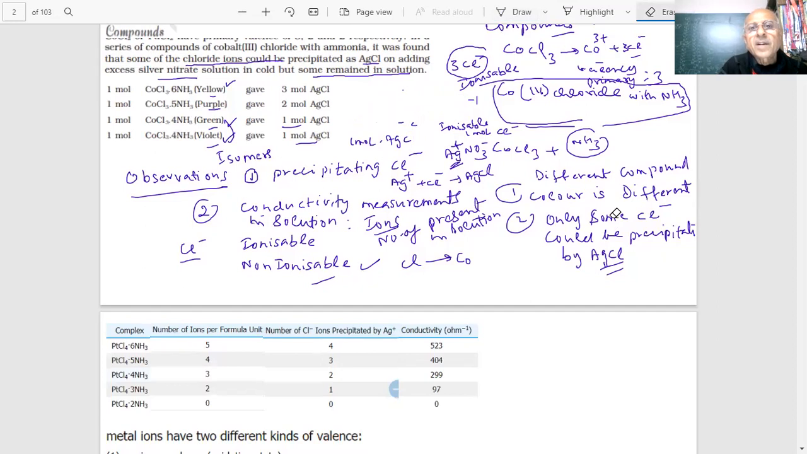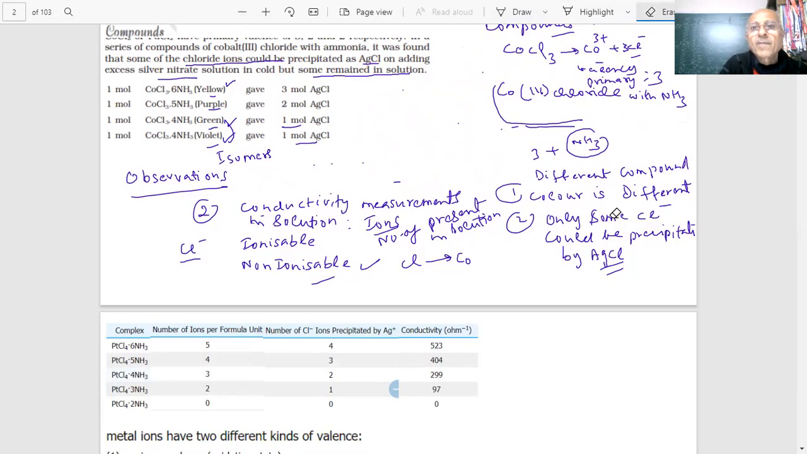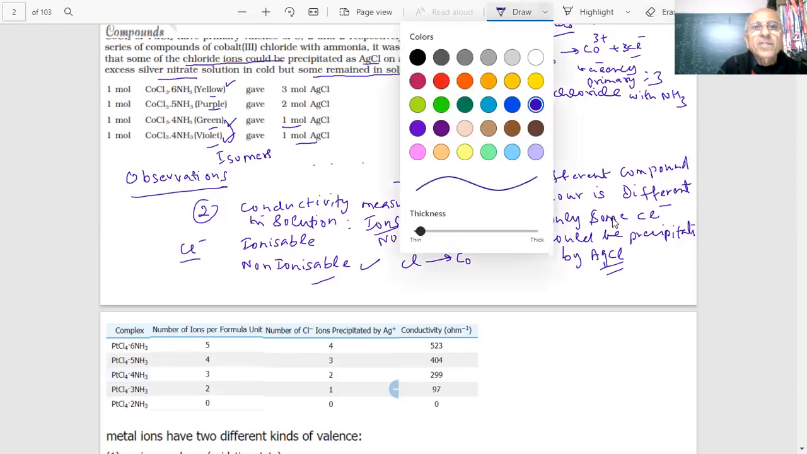He made the conductivity measurements to find out the number of ions in the solution. Who was doing it? Werner. Werner was doing all these experiments, student. On the basis of experiments, he will give some results. Let us see what he is trying to do. We are going to discuss Werner's theory of coordination compounds.